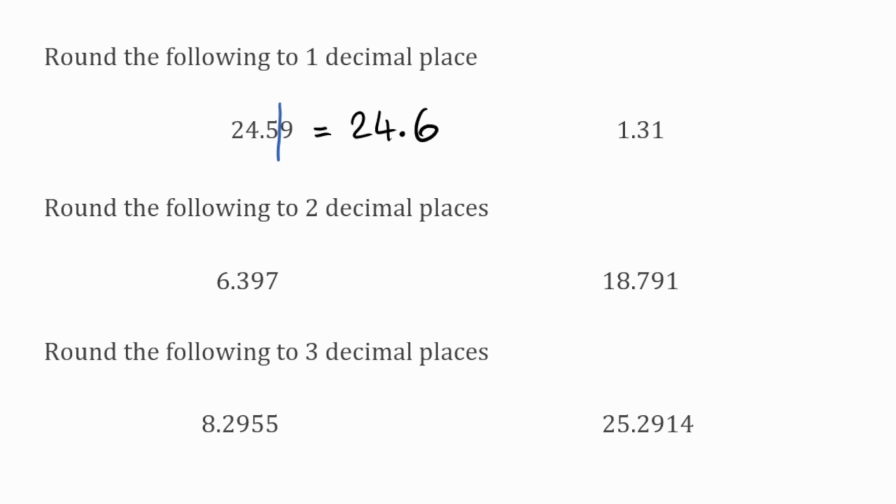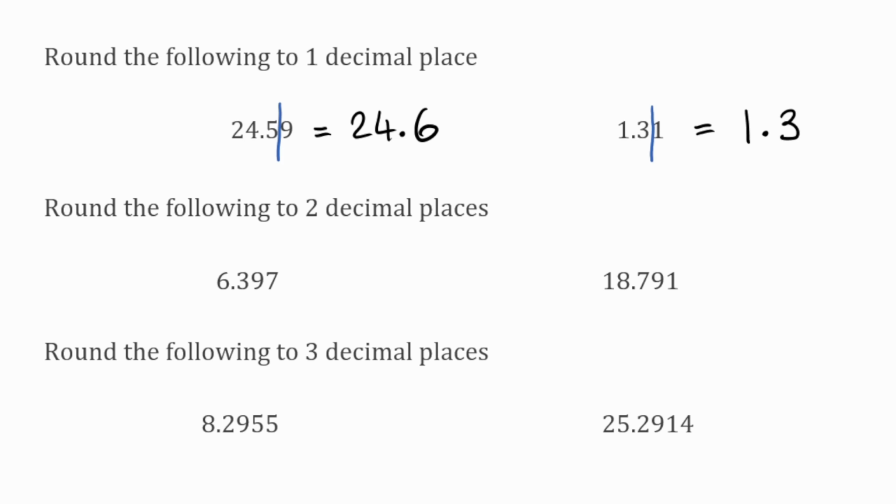We've now got 1.31. So again, the 3 is in the first decimal place, so I'm then going to put my line between that 3 and the next digit, which is a 1. So we look at that 1, that means we're going to keep the previous digit the same. So that 1.31 will round down to 1.3.